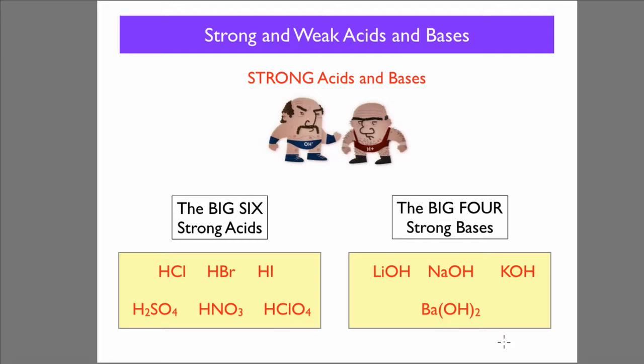You need to memorize these. The big 6 strong acids, you've got hydrochloric acid, hydrobromic acid, hydroiodic acid, sulfuric acid, nitric acid, and perchloric acid. So commit those to your big brains. And we need to also remember the big 4 strong bases. You've got lithium hydroxide, sodium hydroxide, and potassium hydroxide, and barium hydroxide.